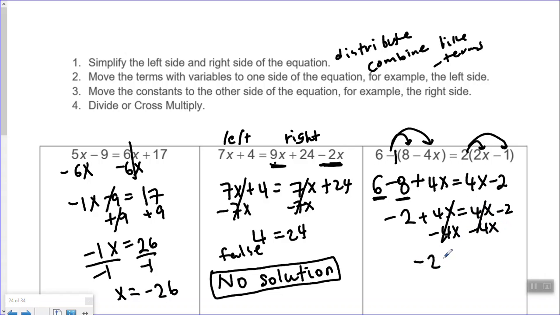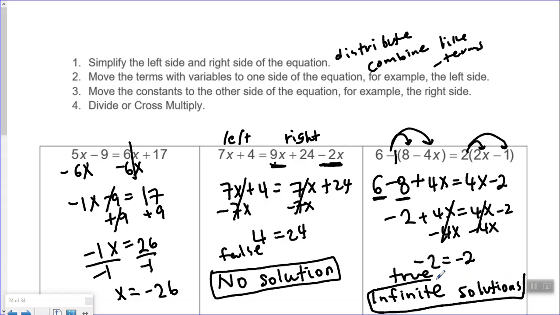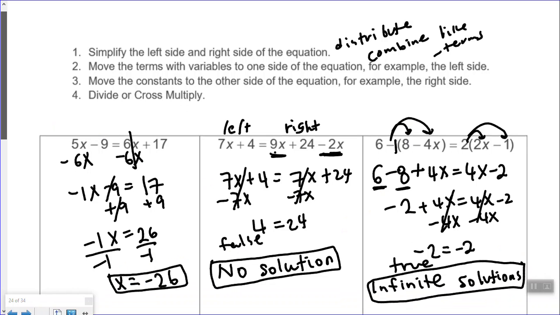Cancelled. Negative 2 equals negative 2. This is always true, so it is true no matter what x value you have. This equation will be always true, so your answer is infinite solutions. So the first example, there is one solution. Second example, there is no solution. Third example is infinite solutions.